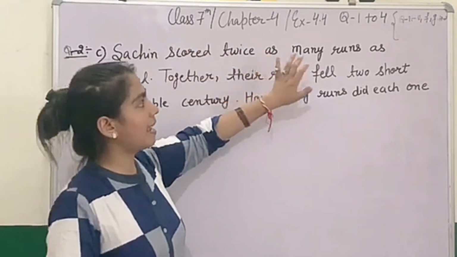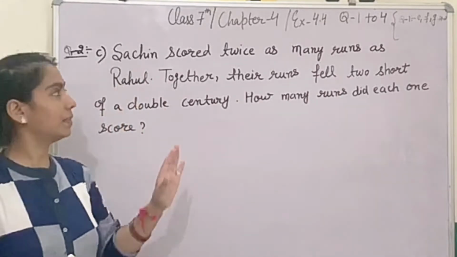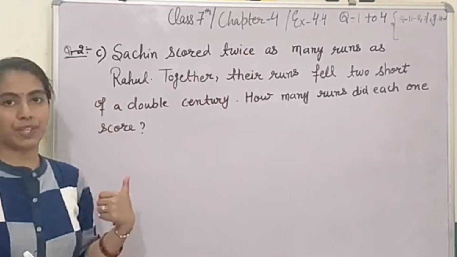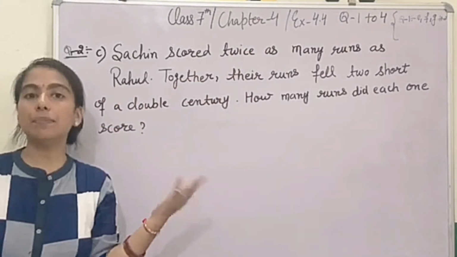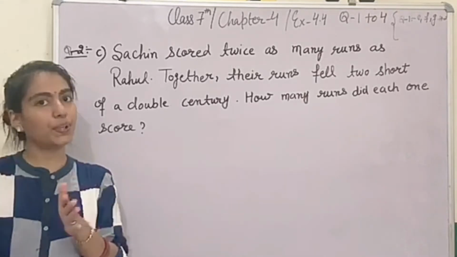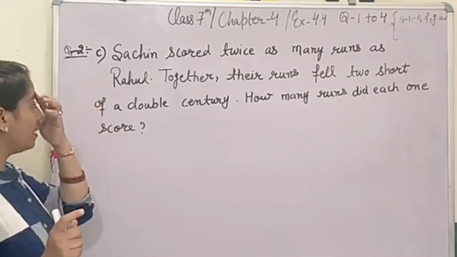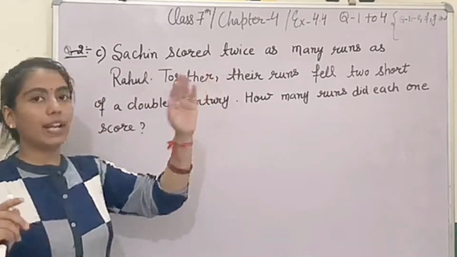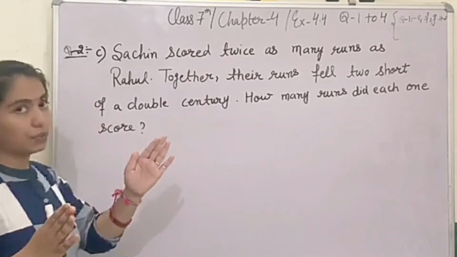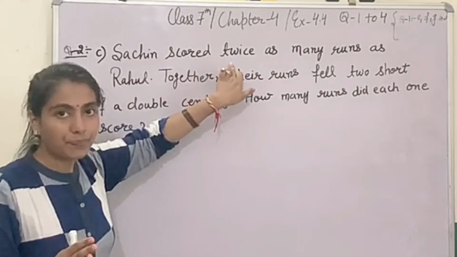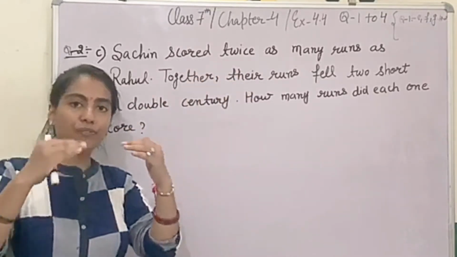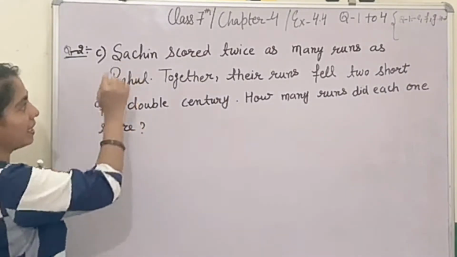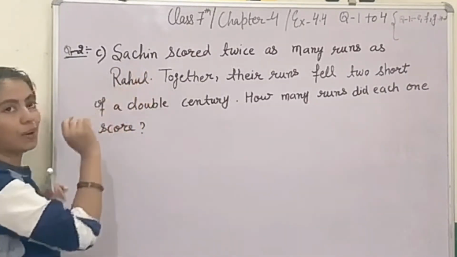Sachin scored twice as many runs as Rahul. That means the runs Sachin has scored are twice those of Rahul. Suppose Rahul's is x, then Sachin's is double, meaning 2x, twice x, 2 into x. Right? Whenever you see a word problem, you read it line by line and then solve that question. You read the first line, then you take a solution for the first line, then and there only, then proceed further. Here Sachin's will be 2x, and Rahul's will be x.